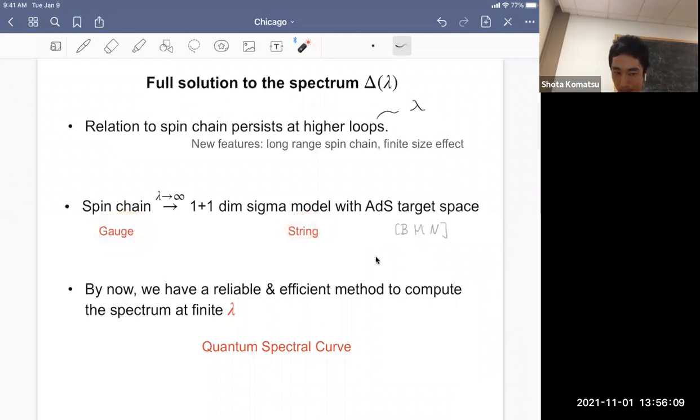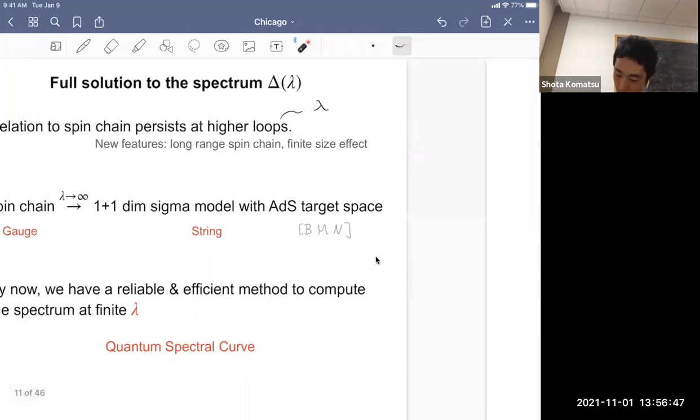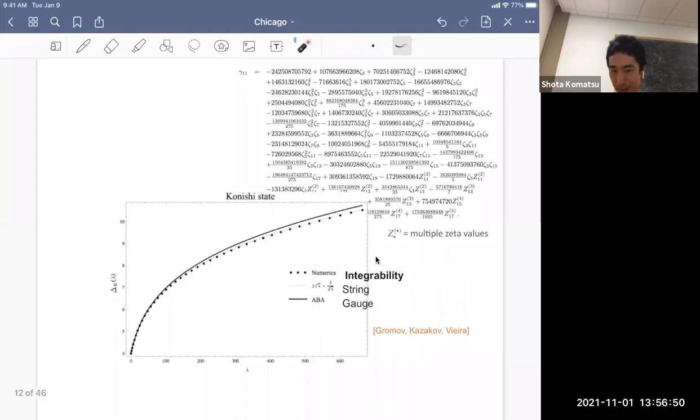So instead of directly talking about gauge theory and quantum gravity, here we are seeing the manifestation of the AdS/CFT correspondence at the level of a 1+1 dimensional system. You get the spin chain from gauge theory and the sigma model from string theory. And by now, there has been a lot of progress since 2002. We have a reliable and efficient method to compute the spectrum at finite lambda, which is called the quantum spectral curve. I'm not going to talk about what this quantum spectral curve is in this talk, but let me just give you some highlights of the result.